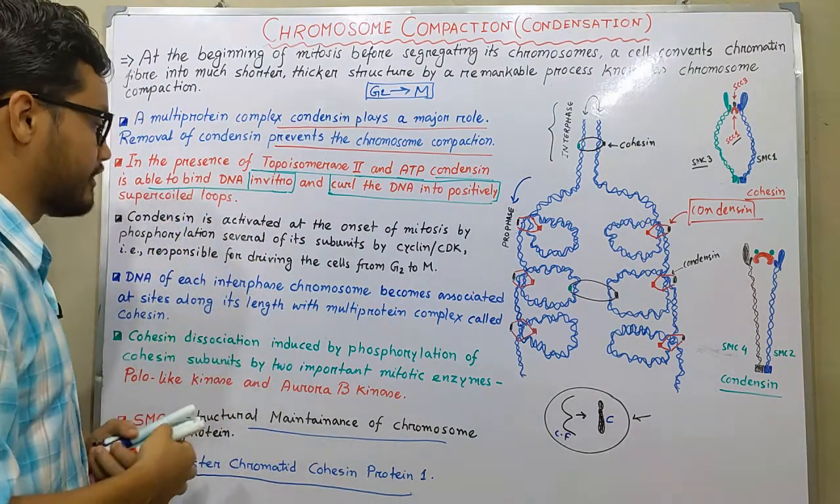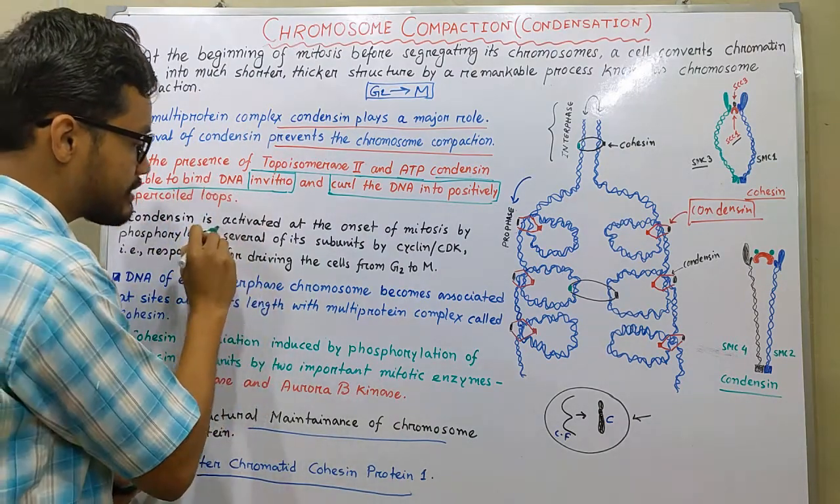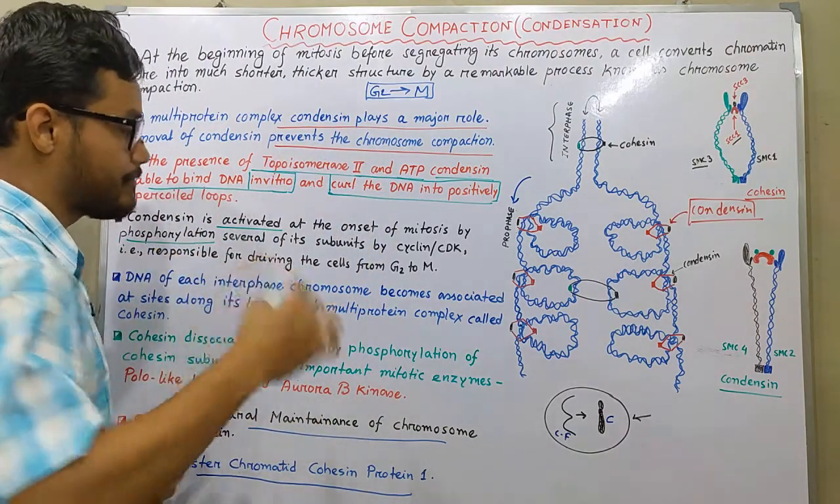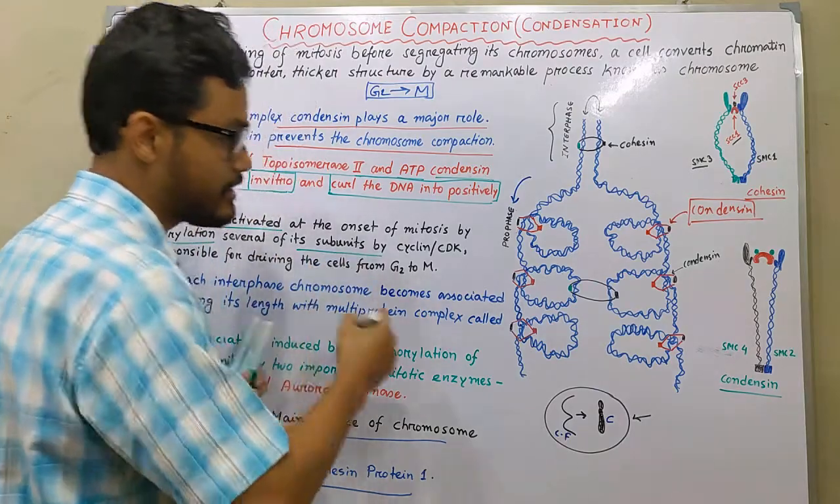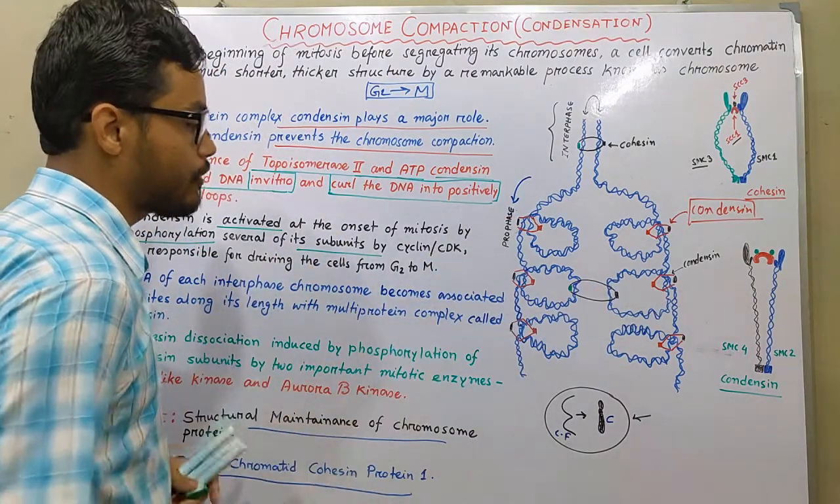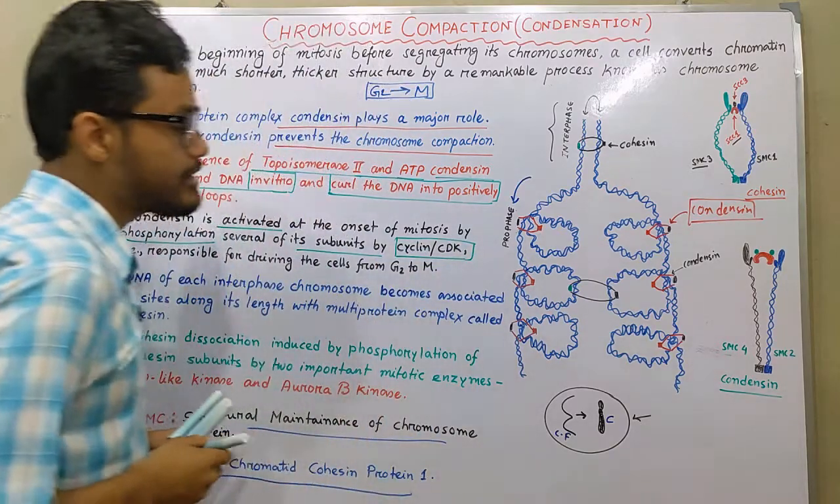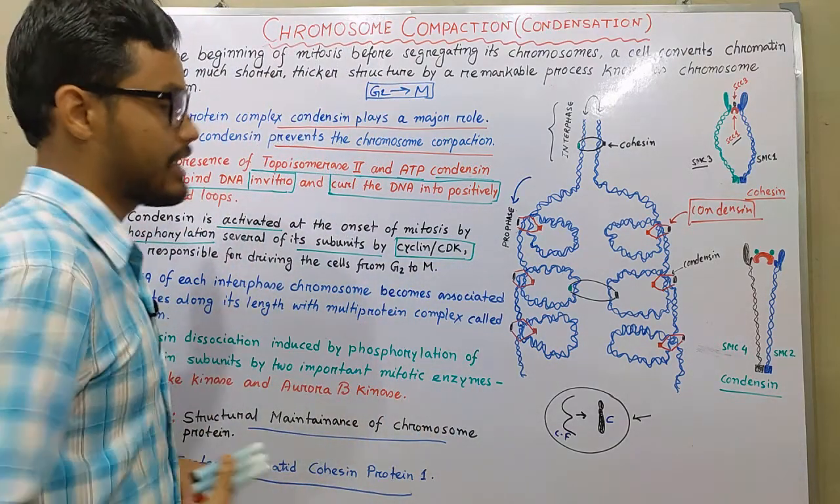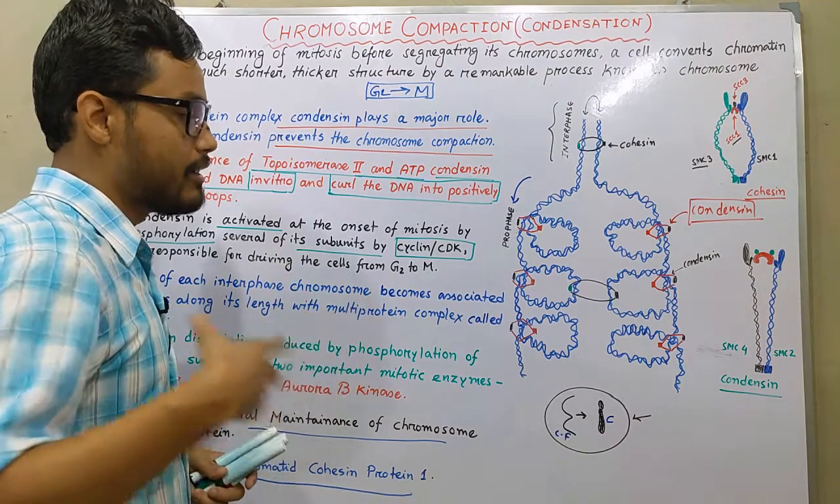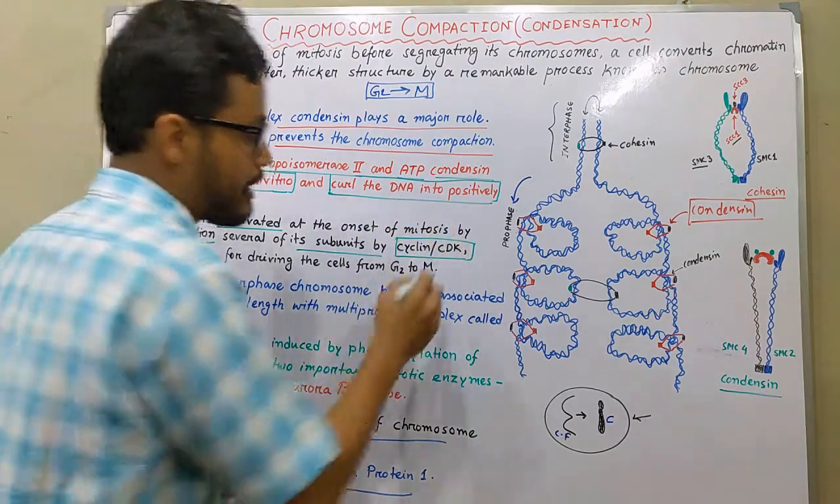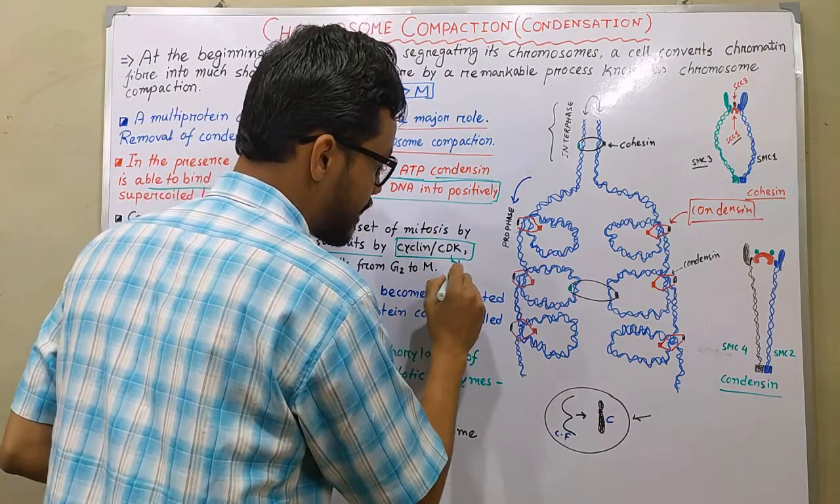condensins are activated. Okay, and those condensins are activated with the help of phosphorylation of several of their multiprotein subunits, that is the SMC2 and SMC4, with the help of the cyclin-CDK complex. Cyclin is a protein that is present inside of the cell, and CDKs are the cyclin-dependent kinases. Those CDKs are actually enzymes, a kinase type of enzyme.